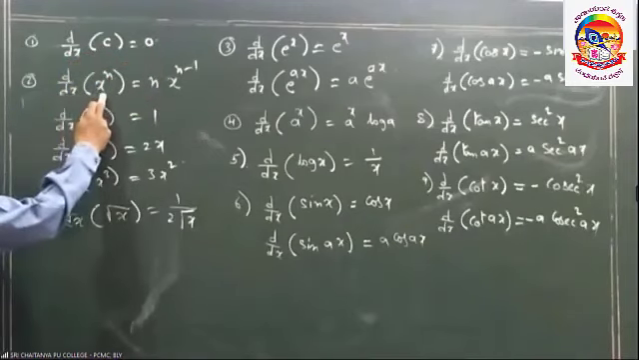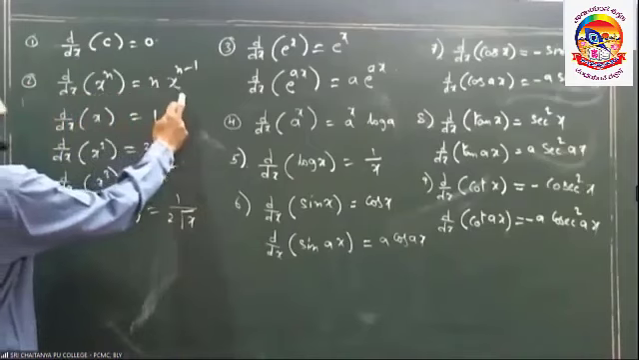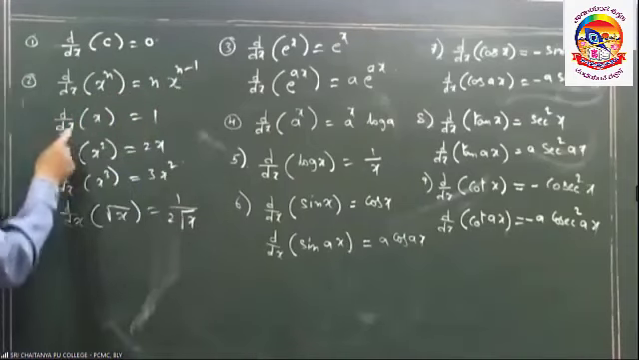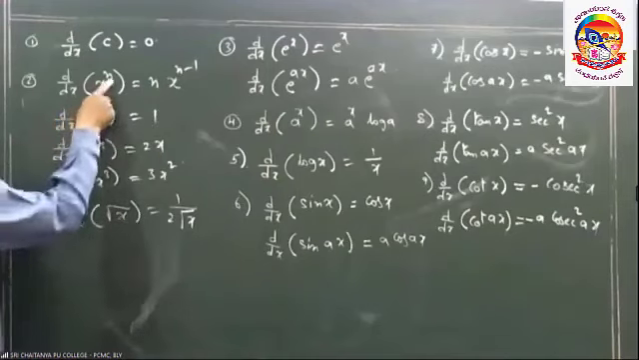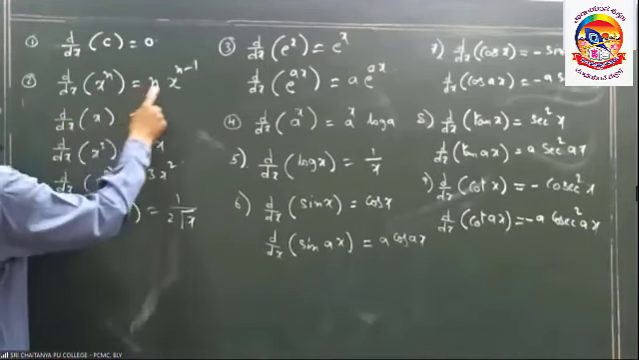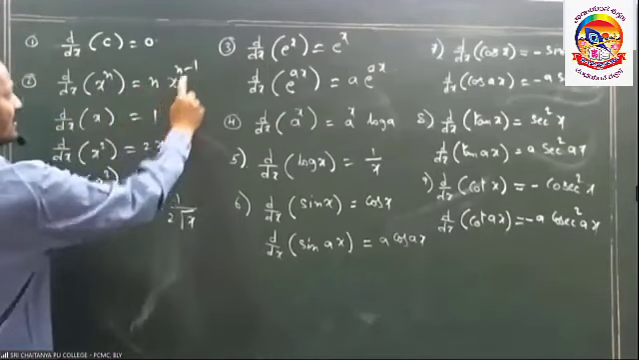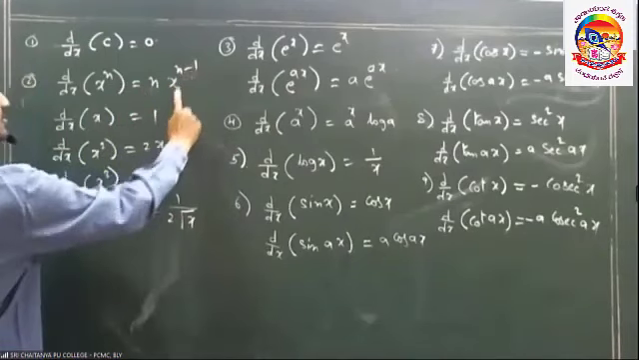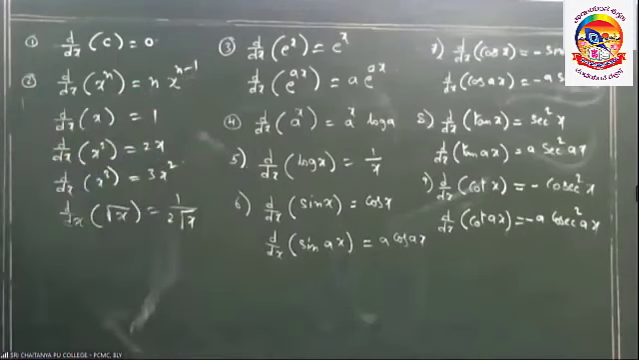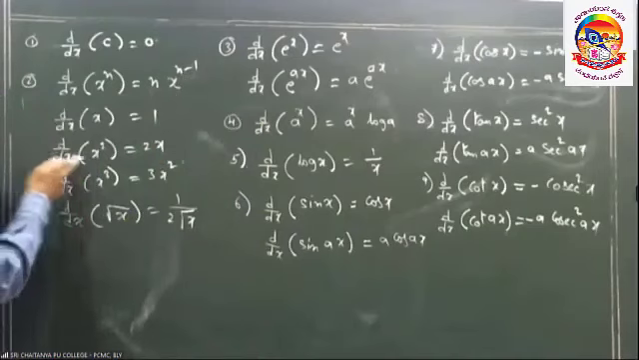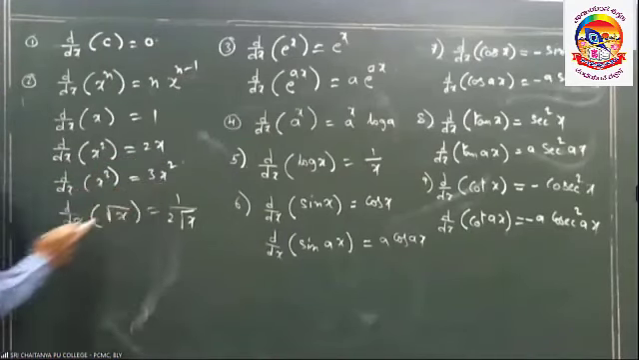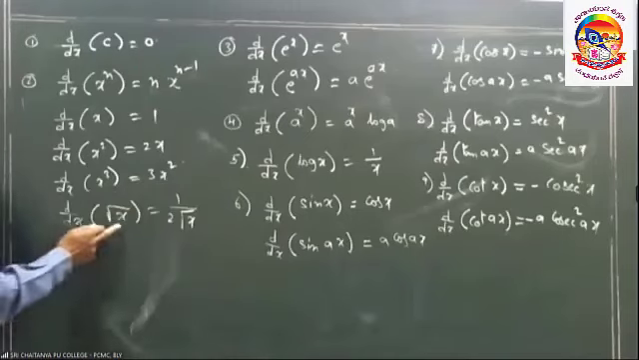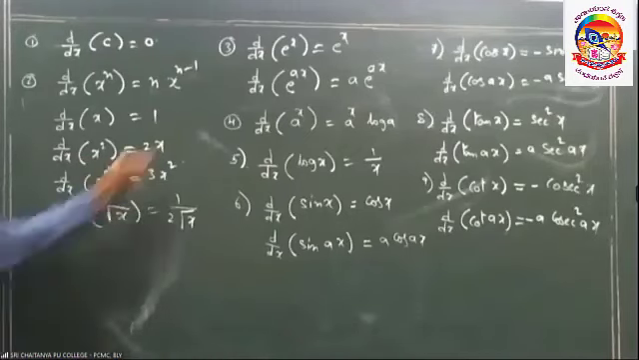Derivative of x to the power n is n x to the power n minus 1. So derivative of x is 1. Here the power value n is 1. So 1 x to the power 1 minus 1, it is x to the power 0, and x to the power 0 is 1. Next, similarly, derivative of x square is 2x, derivative of x cube is 3x square, and so on. Derivative of root x is 1 divided by 2 root x.